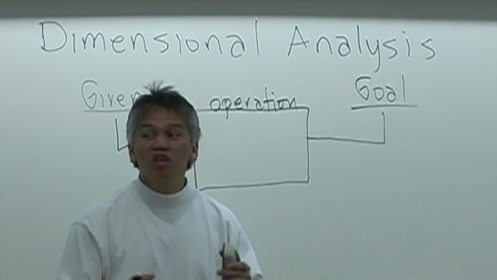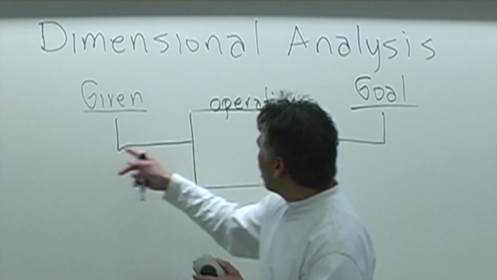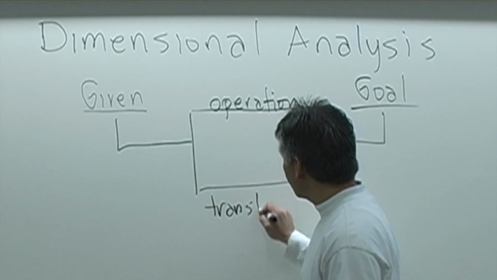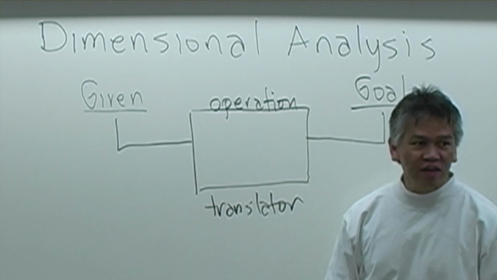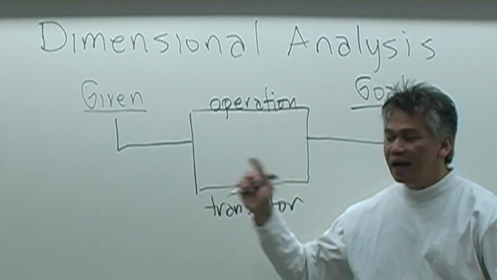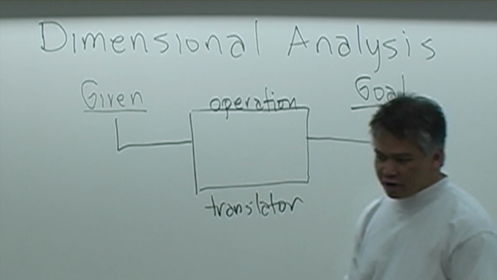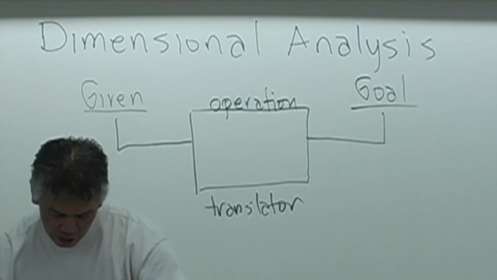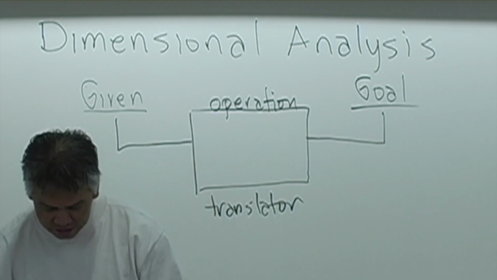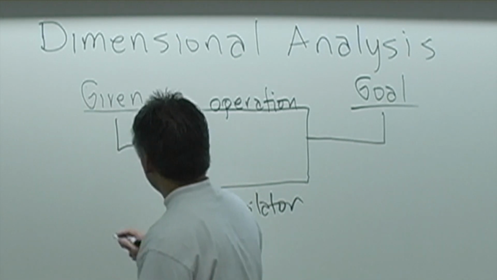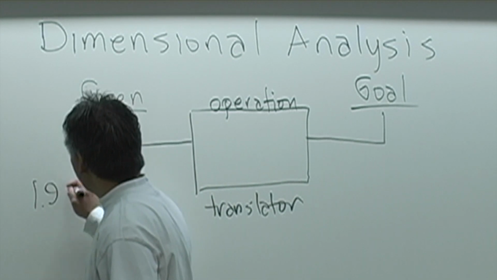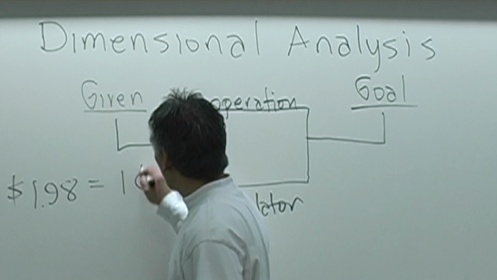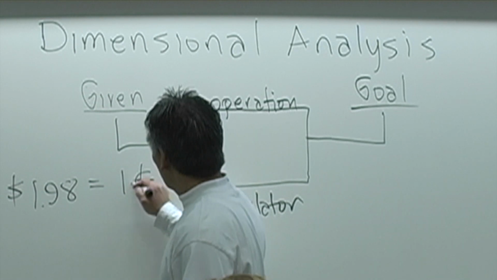And that's the heart of dimensional analysis. The heart of dimensional analysis, the operation, is the translator. The translator will take the given information, translate it, and give you your answer. Let's take, for example, the following. I know that the currency exchange rate with the Europeans these days is about $1.98 is equal to 1 euro.